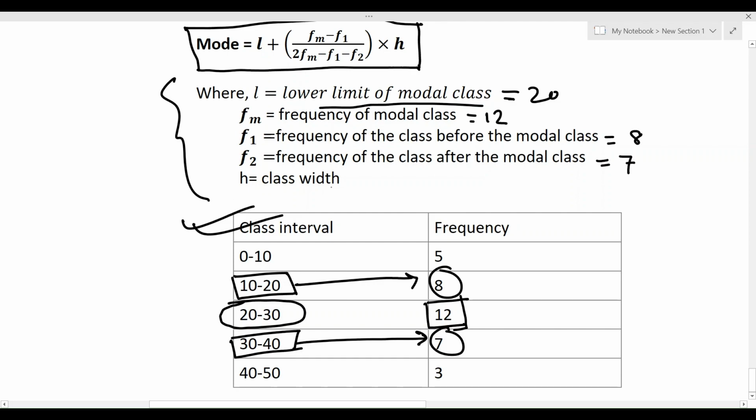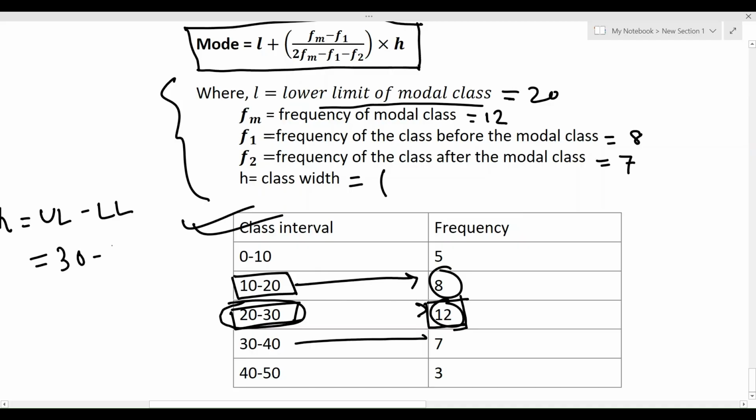What is H? H is the class width. How to calculate the class width? The class width is the upper limit minus the lower limit. The formula of H is upper limit minus lower limit. Here, what is the upper limit? It is 30 and the lower limit is 20. So H is 10. Now we have to put all these values into this formula.